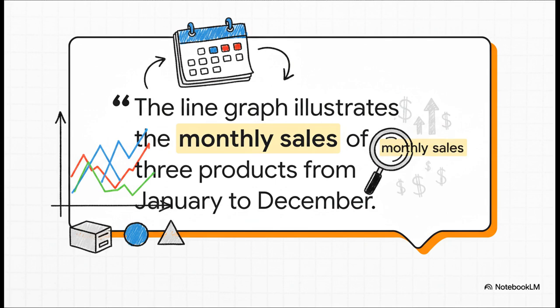For instance, the line graph illustrates the monthly sales of 3 different products between January and December. Boom, done. Now everyone's on the same page.